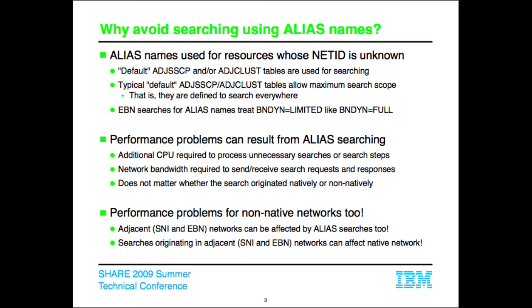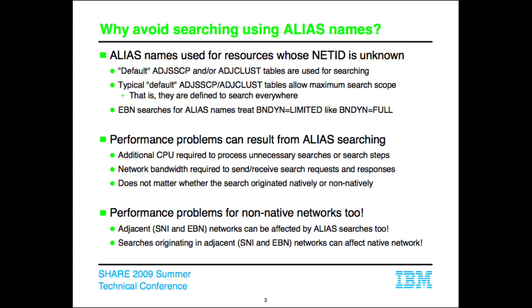The performance problems that can result from alias searching are the fact that you're sending the search everywhere in the world. You may send it into adjacent customers, and they should not be bothered by this search because the target resource definitely does not reside there. You could do a lot of extraneous SNI searching, EBN searching. You might even broadcast your own network when you didn't really want to do that. So there are lots of performance implications for alias searches.